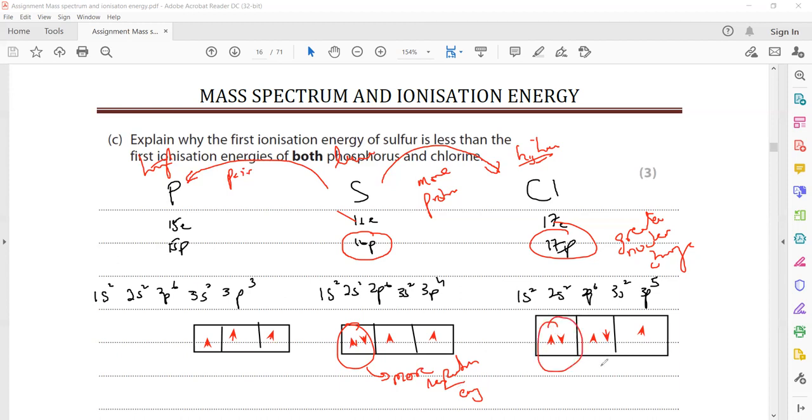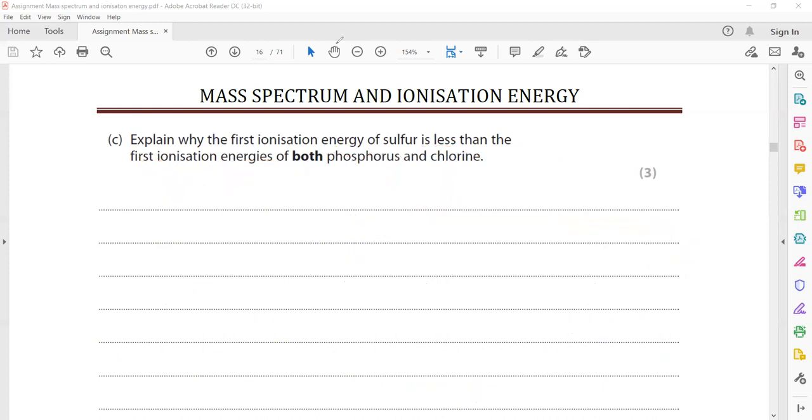So even though there are two pairs, and they will have repulsion, compared to that repulsion, the attraction is much higher because there is a greater nuclear charge or more protons. That's why chlorine will have higher ionization energy than sulfur.